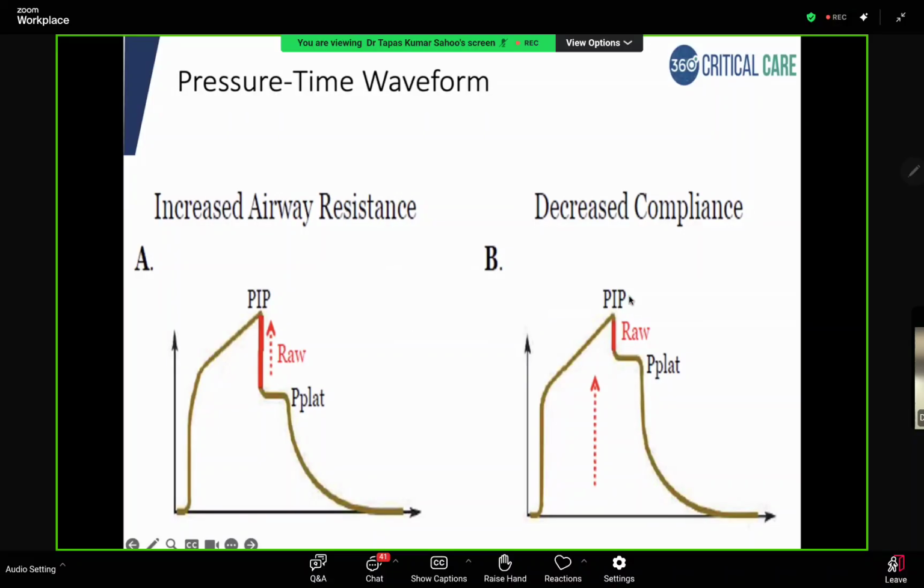But if the compliance is decreased, as in severe ARDS, your plateau pressure rises, and your peak inspiratory pressure would be high, or it would be compensated with a rise in the plateau pressure. That means airway resistance will not be the problem here, rather it would be the plateau pressure. Clear? In ARDS, you will get the plateau pressure to be high.